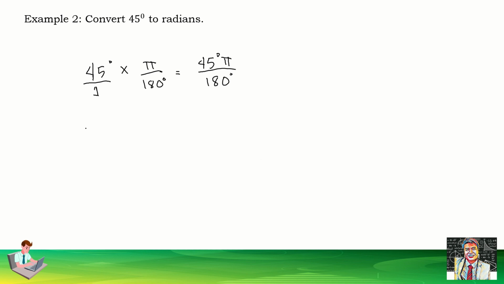So, kailangan nating alamin ang GCF ng 45 and 180 degrees. So, ano nga bang ginagawa natin pagka nag-GCF tayo? So, 45 and 180, di ba? Una is kinukuha natin yung lowest prime number na pwedeng mag-divide dun sa given number.